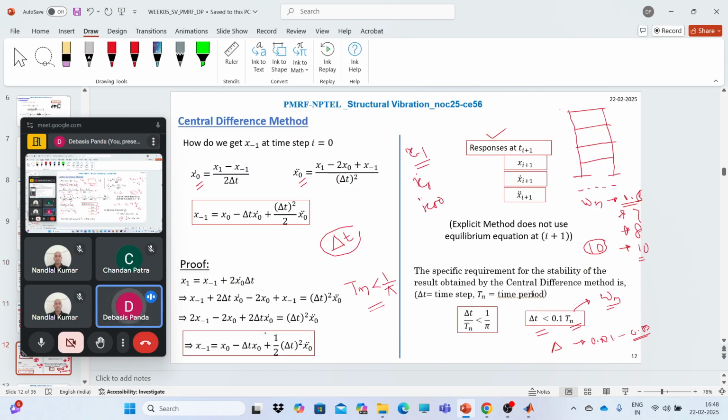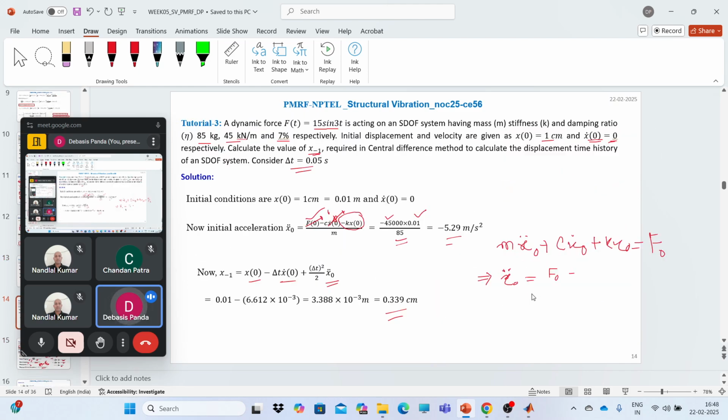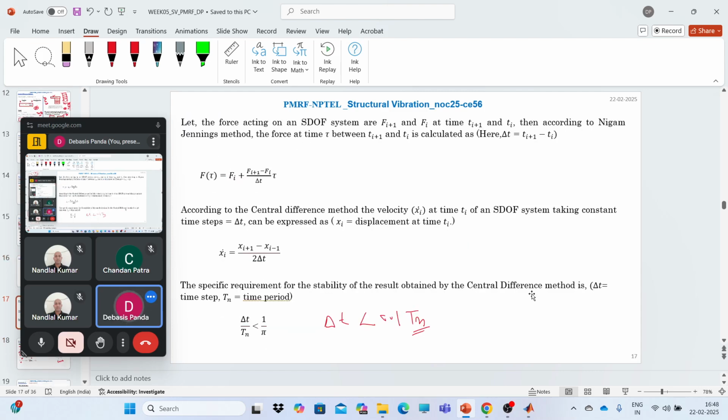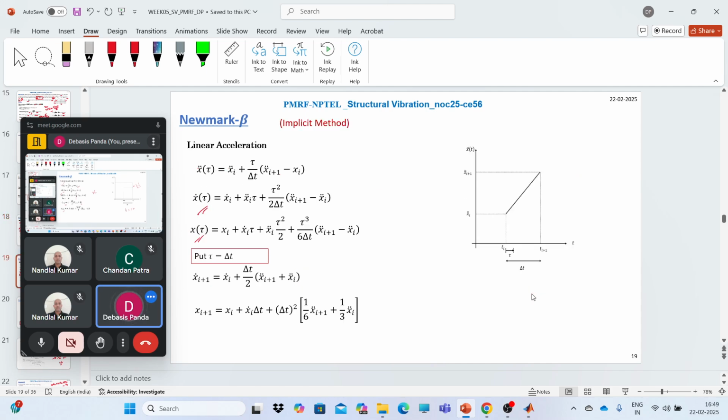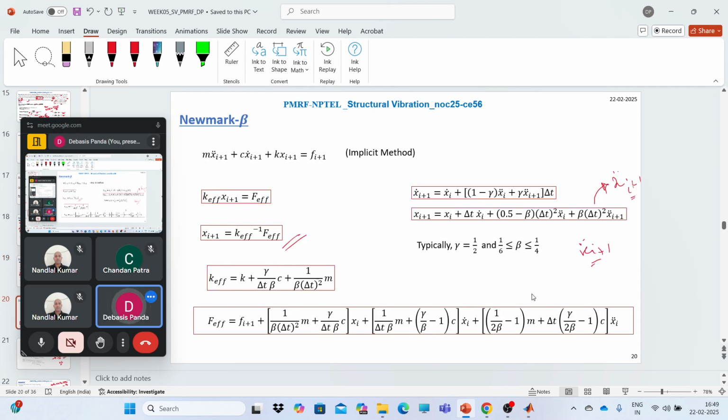Then we go for the central difference method, where we have seen how to solve the responses at different time instants, and we have also seen the stability criteria of the central difference method. Then we solved a few problems regarding this method. Then we moved forward to the Newmark-β method, where we have seen that there might be two assumptions of acceleration. One is the constant average acceleration method. Another is the linear acceleration method. And then combining them, Newmark has provided these two expressions for velocity and acceleration.